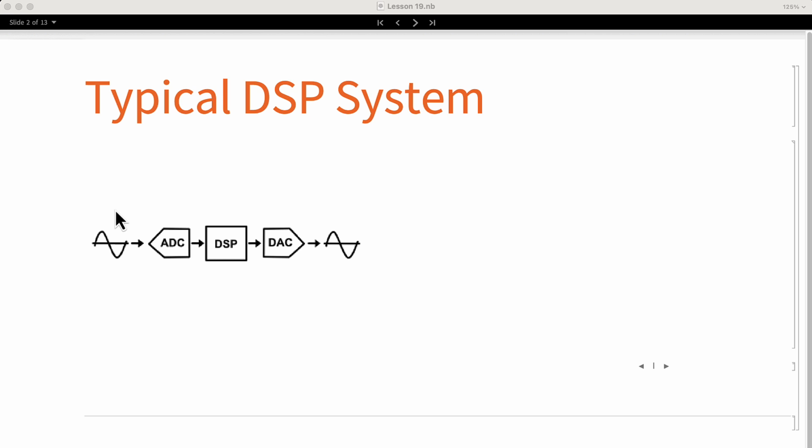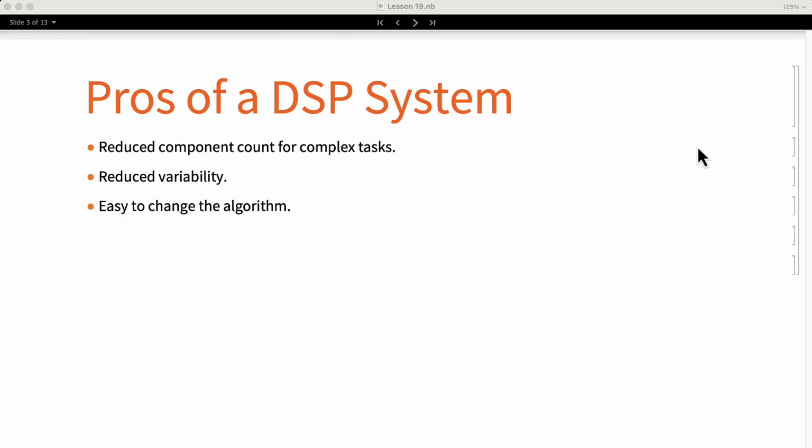That analog signal is converted to the digital world where it is represented as a stream of numbers that constantly flows. The data is taken by the computer where some kind of algorithm is executed. The processor produces as output a new stream of numbers that needs to be converted back to analog using a digital to analog converter. DSP systems have advantages.